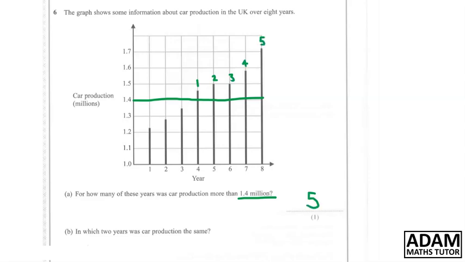Part B, in which 2 years was car production the same? So we're looking for the lines that have the same values on the y-axis, and that would be these two here where they both go up to 1.5 million. So we just need to put 5 and 6.